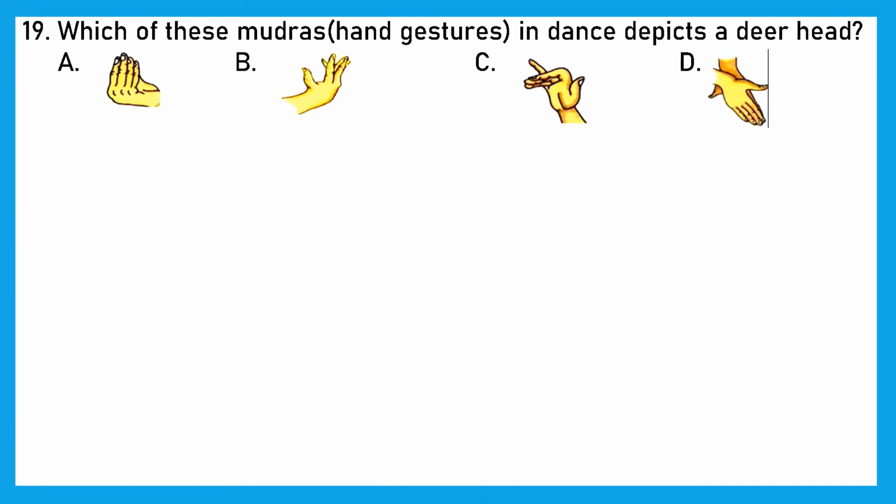Question 19. Which of these mudras, that is hand gestures, in dance depicts a deer hand? The right answer here is option C.